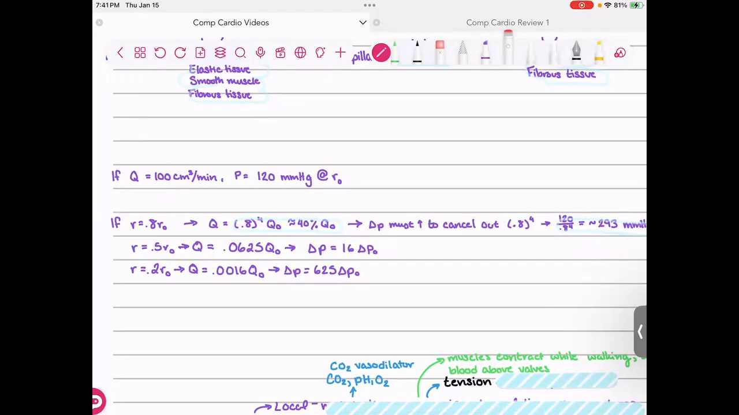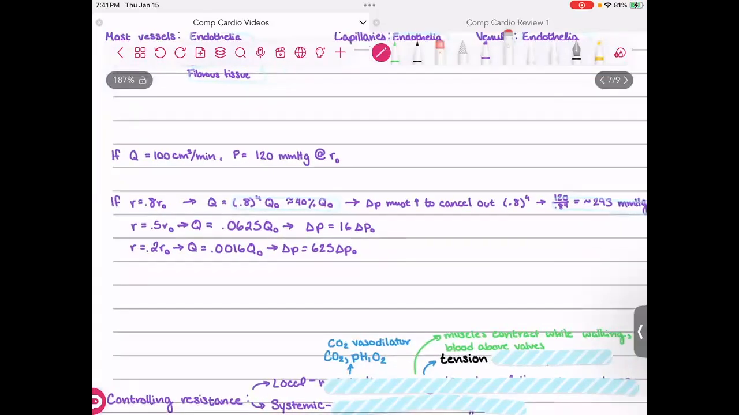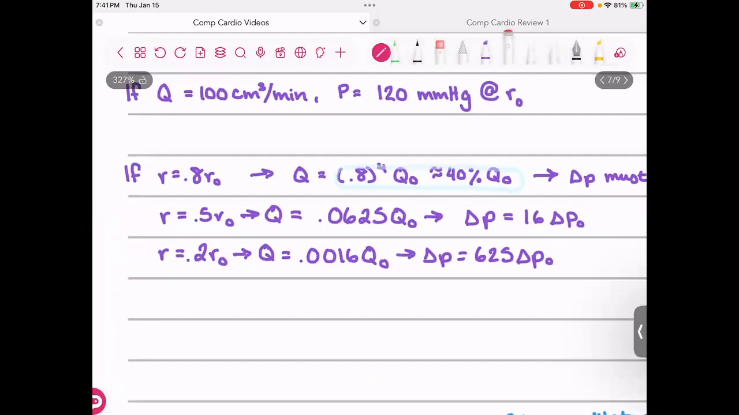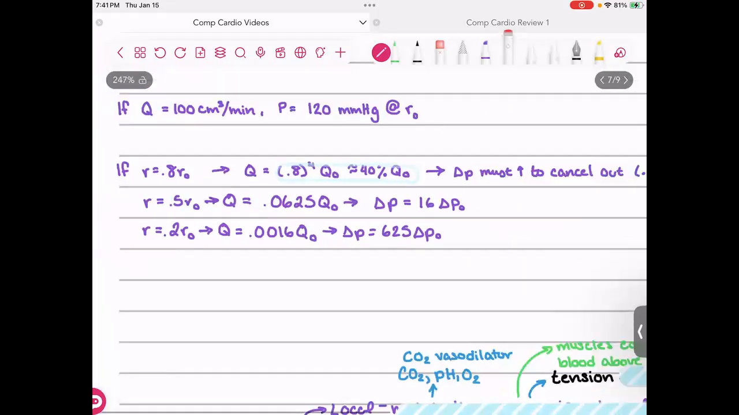If there's even a relatively small change in radius, your blood pressure is going to shoot up, and it's important to think about what that does for the afterload of your heart, where you're over-exercising the muscle, so it's more likely to fail. And just for fun too, I included the 0.2 radius. That means that your new flow is 0.0016 of your original flow, and your pressure would have to jump by 625 millimeters of mercury to account for that change, which is insane.